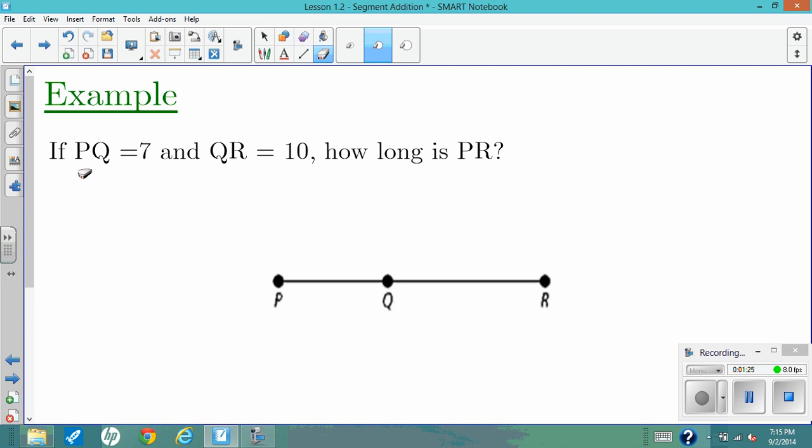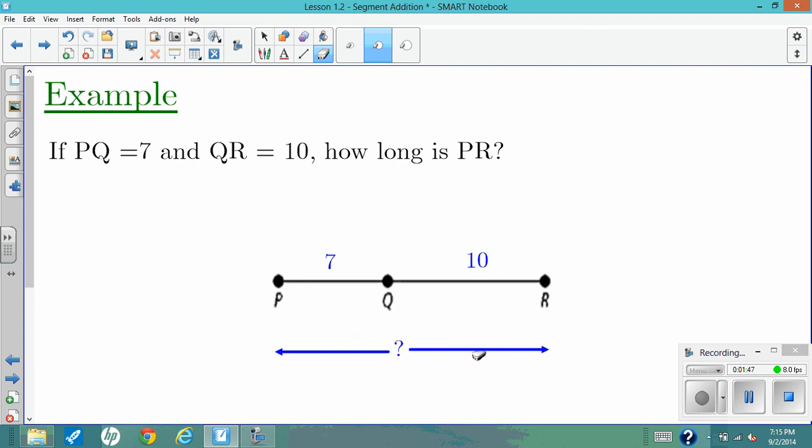This over here tells me that the length of PQ is equal to 7, so I'm going to label that. I'll put the 7 in between P and Q. That shows me that PQ is 7. I also know that the length of QR is 10, so I can label that. I'm looking to see how long PR is, so I'm going to label it with a question mark.